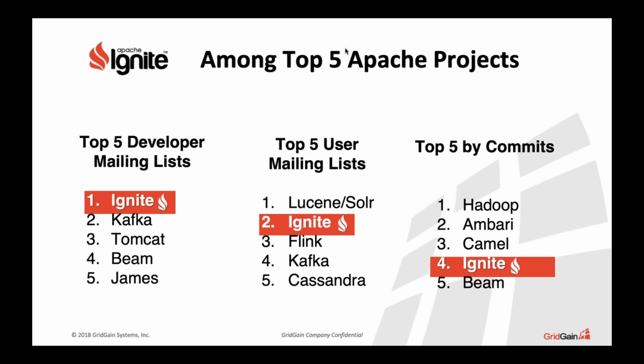Top five user mailing list. Okay, so we are number two, just behind Lucene Solr. And then in terms of overall number of commits, as you can see, there are only three other projects ahead: Hadoop, Ambari, and Camel.